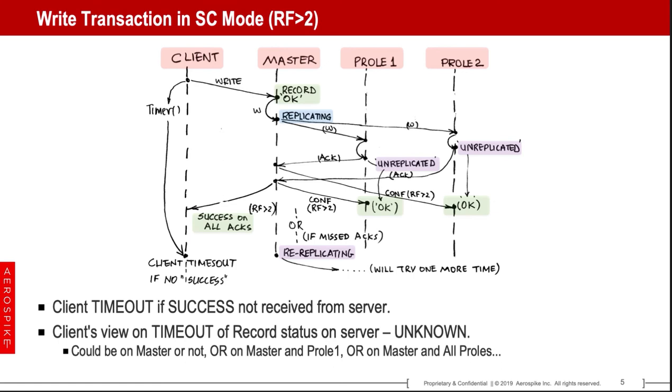This is why we use timeouts on both the client and the master. The client times out if it doesn't receive a success message from the server, which it interprets as the record status being unknown. As well, the master could time out, in which case it resends the writes to the replicas and enters the re-replicating state, repeating the above process one more time. If this fails, the master enters the unreplicated state.